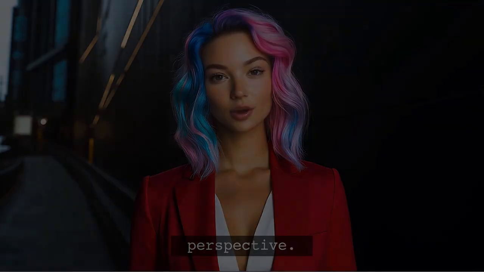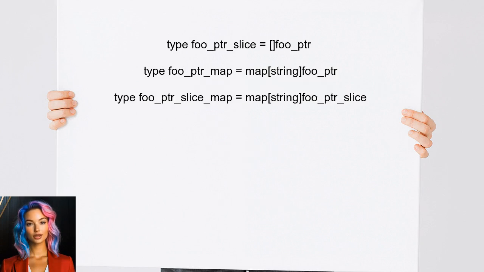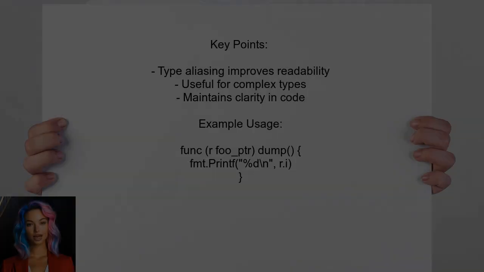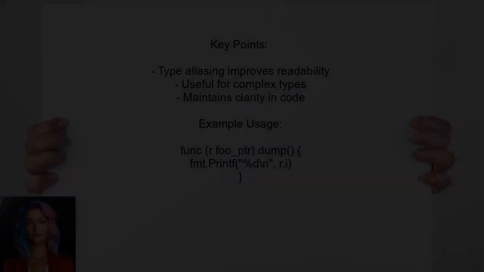Let's see another perspective. Another user offers an alternative approach using type aliasing for better readability. They define a struct and create type aliases for pointers and slices of that struct. This allows for cleaner code when working with complex data structures. They acknowledge that while type aliasing is often used for large-scale refactoring, it can also enhance readability in this context. This method helps maintain clarity when accessing methods and properties of complex types.